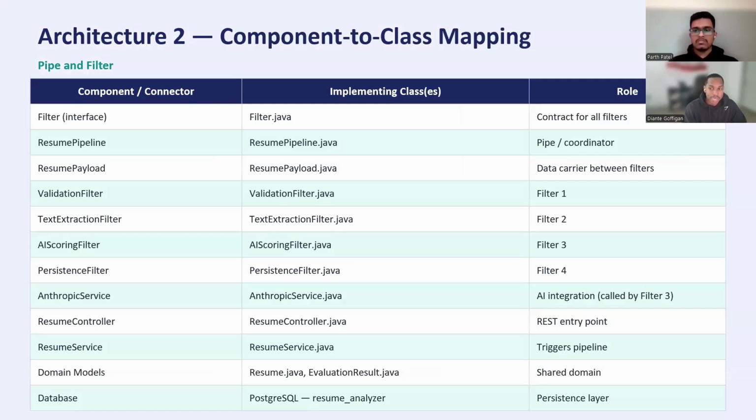And for the component to class mapping, the mapping for the pipeline and filter architecture is something larger, 12 classes versus 9 in the layer architecture. 3 classes are unique to this architecture: Filter, the interface, which defines the pipeline contract, and Resume Pipeline, the coordinator, and Resume Payload, the data carrier. Every filter maps to exactly one class, making responsibilities very clear. And the Anthropic service is shared between both architectures, though implemented separately in each project.